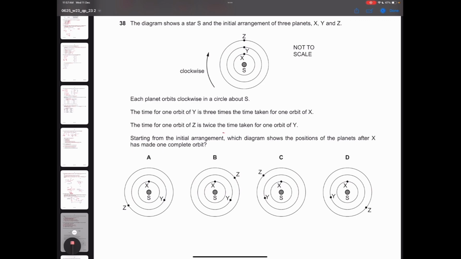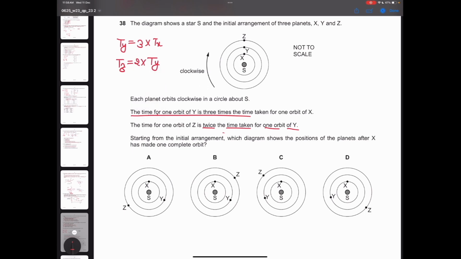X, Y, and Z. Not three stars, three planets X, Y, and Z, and they're rotating in clockwise direction. Then they're mentioning that the time relations are there. So it is saying time for one orbit of Y is taking 3 times than X. So if X was taking 1 minute, Y is taking 3 minutes. So Y is lazy. Then Z is taking twice the time taken by Y, and we know that Y is lazy.